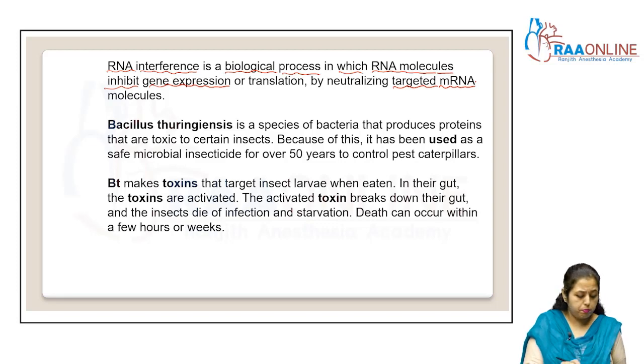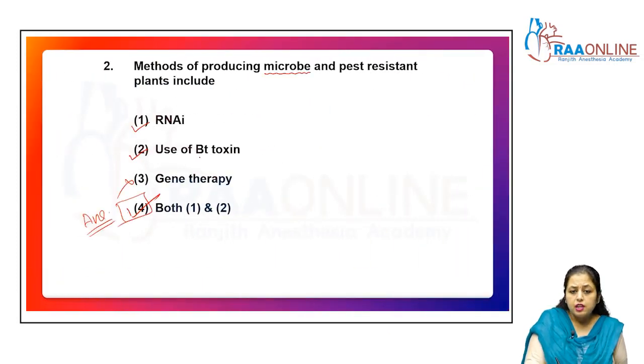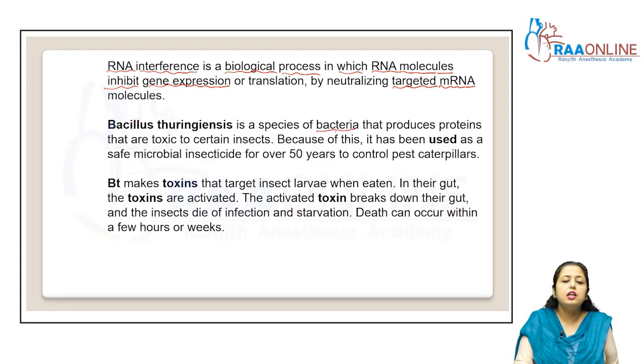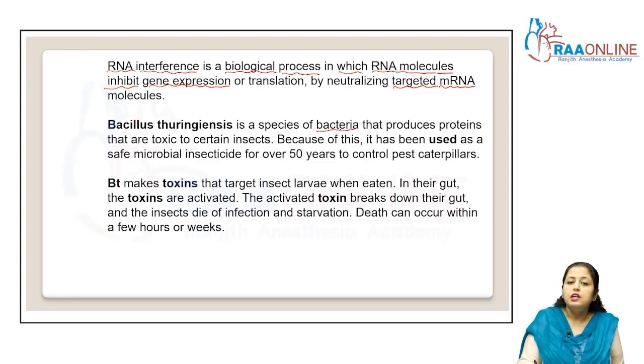When we talk about Bt, we say the use of Bt toxin. What is that Bt? Bt stands for Bacillus thuringiensis, a species of bacteria that produces proteins that are toxic for certain insects. Because of this, it has been used as a safe microbial insecticide for over 50 years to control pest caterpillars, right? Clear?